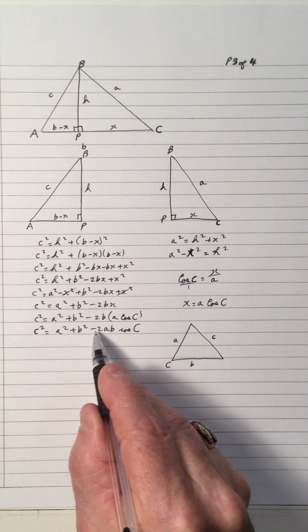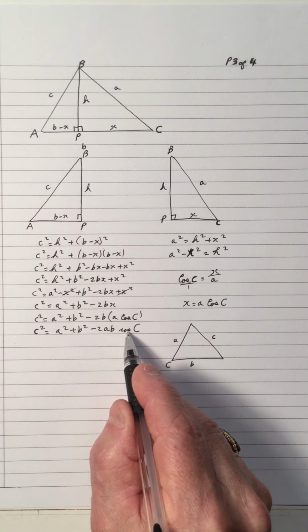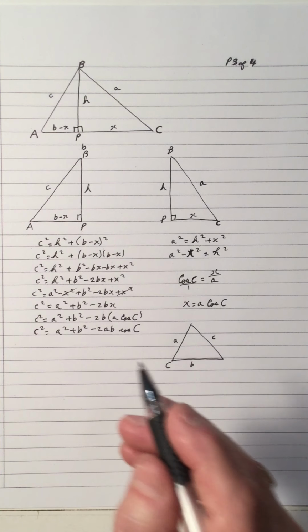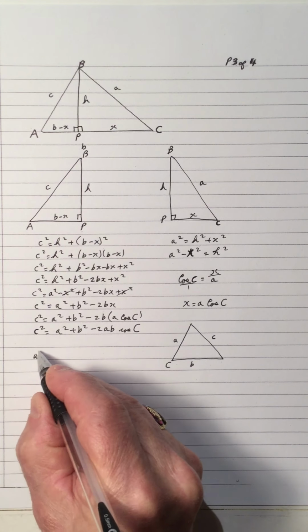So that's an a and a b, so it's minus 2ab cos of the angle. So this is the letter C. This is the angle C. And there are two more.